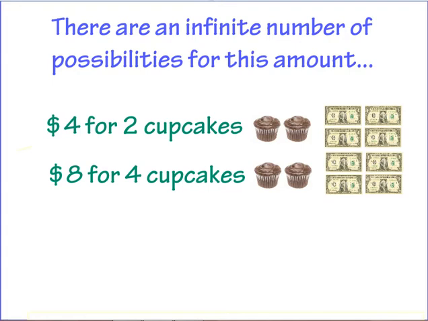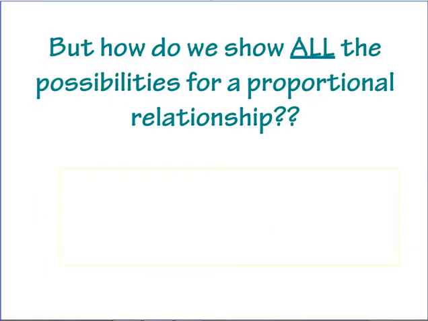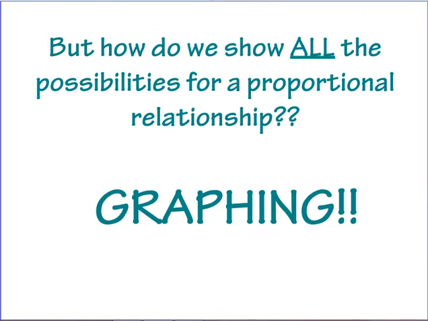These are proportional. What if I tripled my original amounts, the dollars and the number of cupcakes? That would give me $12 for 6 cupcakes. These are all proportional. These are all really the same base quantity. I could even divide if I wanted to. I could divide my 2 amounts by 2, and that would give me $2 for every 1 cupcake. I need to be able to show all the possibilities for a proportional relationship, and I'm going to do that by graphing.